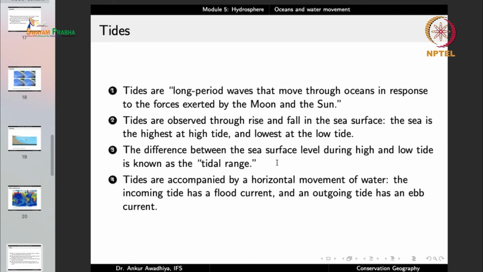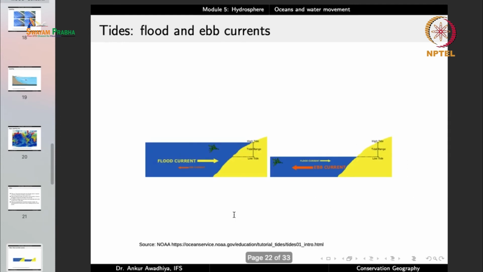The difference between the sea surface level during high tide and low tide is known as the tidal range. And tides are accompanied by a horizontal movement of water. The incoming tide has a flood current and the outgoing tide has an ebb current. What does that mean? It means that when the sea surface level is rising during a high tide, we also have a horizontal movement of water in the form of flood current.